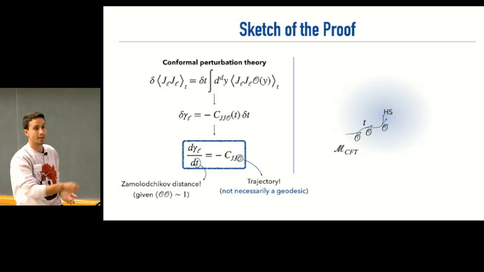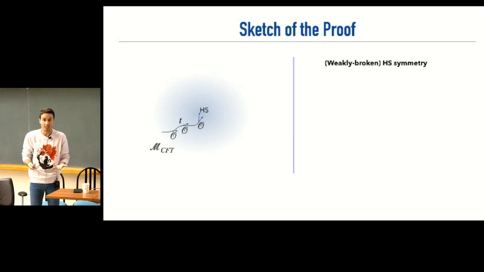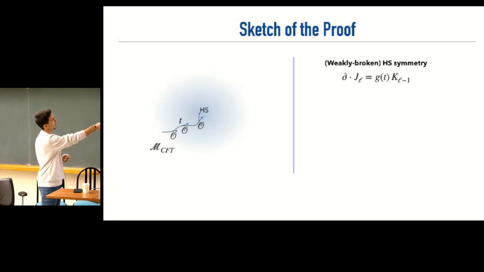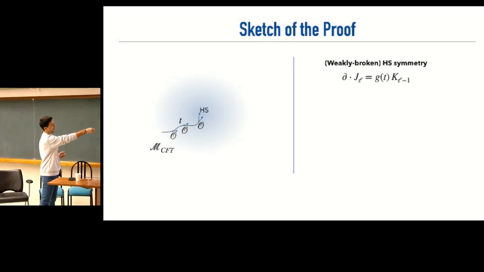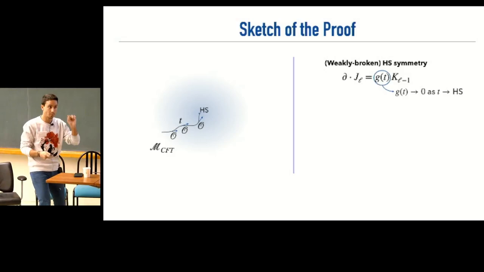So then, putting this aside, the other ingredient is, of course, the one that will tell me why higher spin points are special. I'm going to use weakly broken higher spin symmetry. What is the point? The point is that as I approach this point, I know that the divergence of the conserved current will go to zero with some parameter that will depend on t. And the only thing that I'm going to impose is that this g goes to zero as t approaches the higher spin point. So here I'm actually imposing that the trajectory must approach the higher spin point.